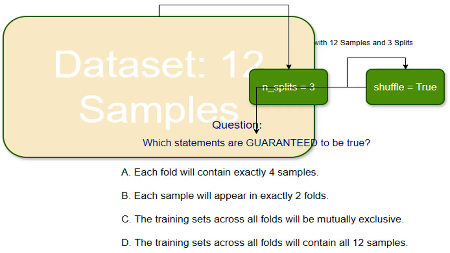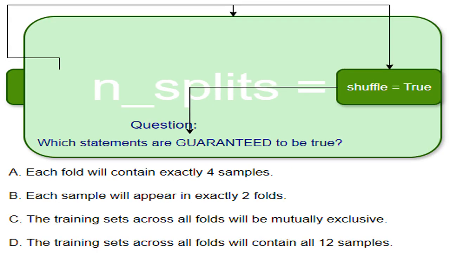Think of these as 12 different examples we'll use to train and test our model. I'm dividing the data into 3 separate groups or folds. Each fold will be used once as a testing set, and the others will be used to train the model. This is how we'll evaluate how well the model generalizes to new data.